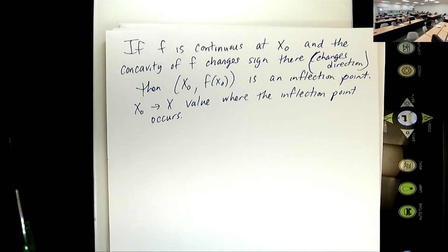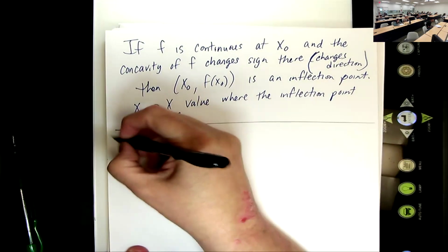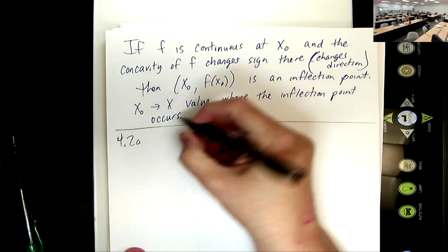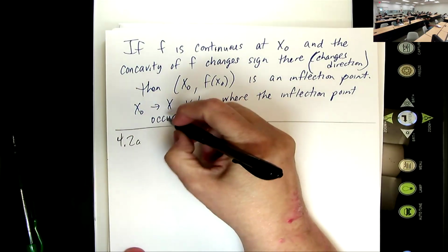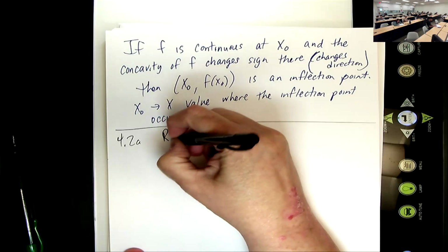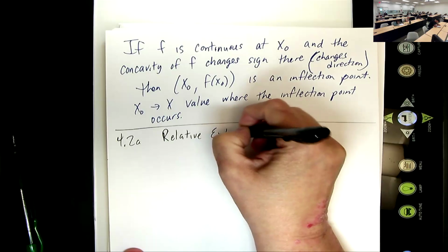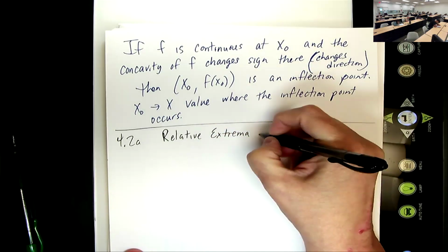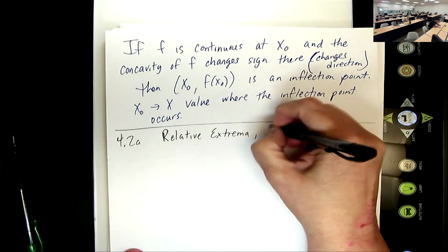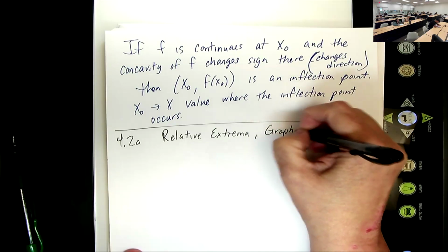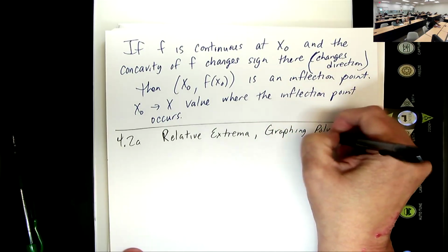Alright, let's start at 4.2, we will not finish today. But this is on relative extrema, and this is starting to be where we lead into maybe even graphing some polynomials, maybe not today, but we'll see how it turns out.